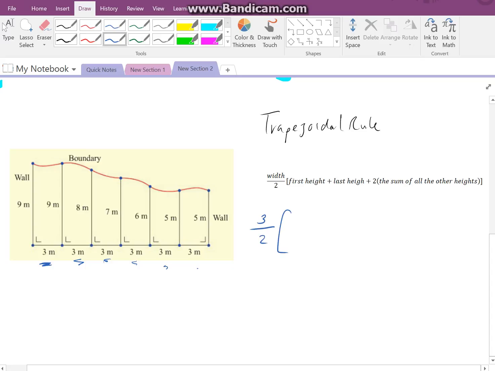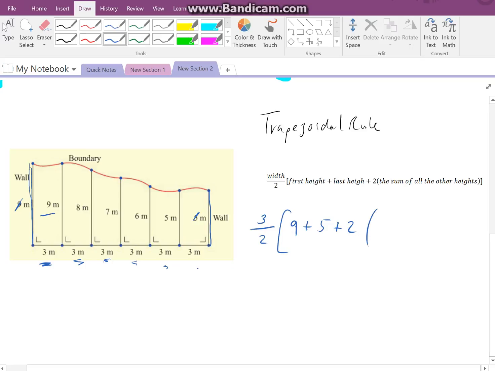My first height, if I look at my first height, is this part here. That's 9. Plus my last height. I look here, it says that's 5. Perfect. So I've used 9 and 5. Because we know for the last part it's the sum of all the other heights, you have to ensure you don't use that 9 and that 5 again. Plus 2 times the sum of all the other heights.